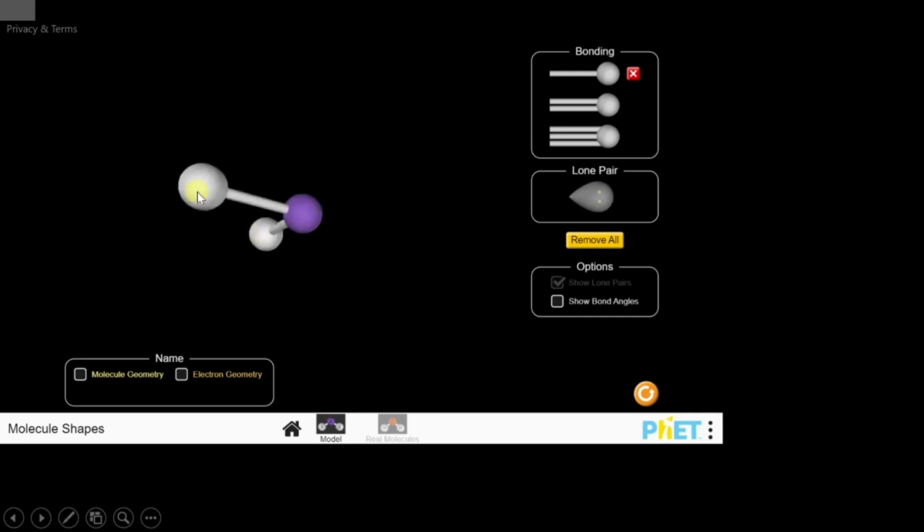If you try to move this one, the other one moves because these 2 electron groups, these bonds here, are negative, and they tend to repel away from each other. So that's the model of this molecule.